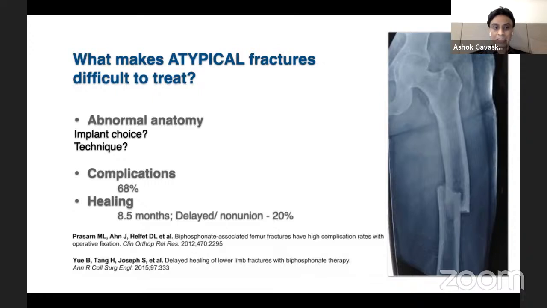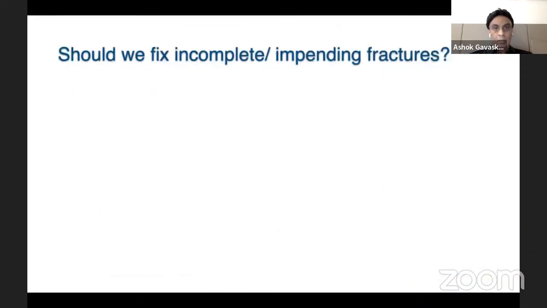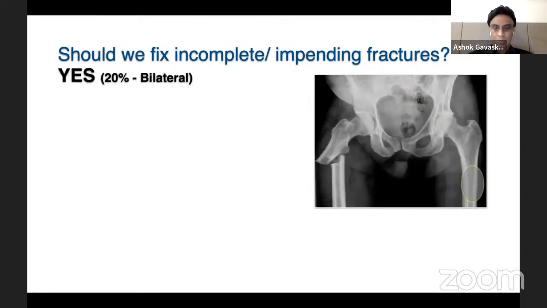So these fractures heal at around a mean of 8.5 months. And delayed union or non-union in well-done surgeries is still common, at a rate of up to 20%. So when you have these fractures bilaterally, or if you have a fracture that is incomplete where a patient presents to you with prodromal thigh pain, the question is, should we treat them surgically or should you wait and watch? The answer is yes, most of the times.